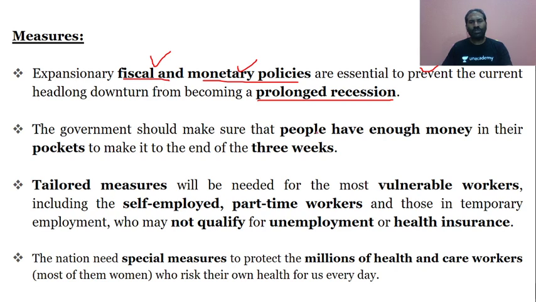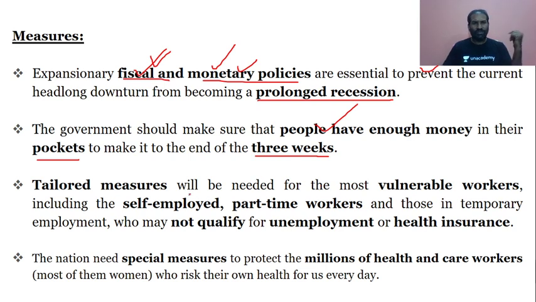And then the government should make sure that people have enough money. How? When this fiscal and monetary policy is taken care of, the liquidity will be pumped into the market and more money will be in the pockets of the people. And then again, especially in regards to India, within 3 weeks, money will come to the people.